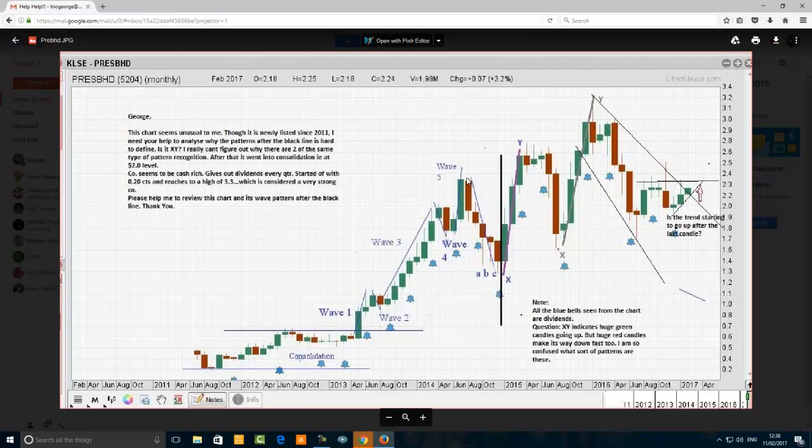Normally, in a normal orderly flat correction, we should have 1, 2, 3 in an orderly manner, and then 1, 2, 3 to the 138.2% Fibonacci extension level of the 5th wave. All right? That's what we see. And then we see 1, 2, 3, 4, 5.